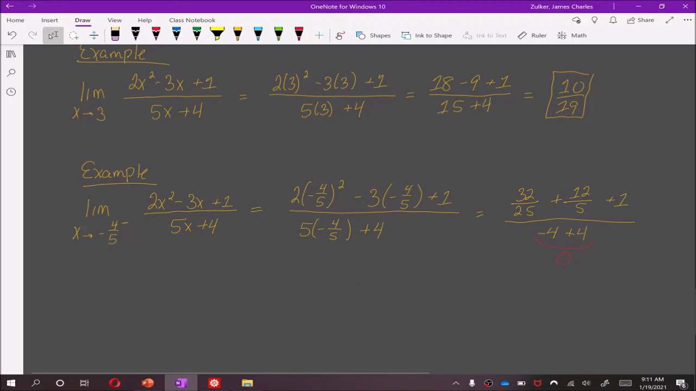Now, the numerator is always going to be positive. Right? We have a positive number plus a positive, that's positive. So whether this fraction is positive or negative will solely depend on the sign of the denominator. Well, if we're approaching negative 4/5 from the left, that means we're taking values smaller than negative 4/5. Well, negative 1 is smaller. So if instead we plug in negative 1 here, this would become negative 5 plus 4, which is negative. So this limit is negative infinity.